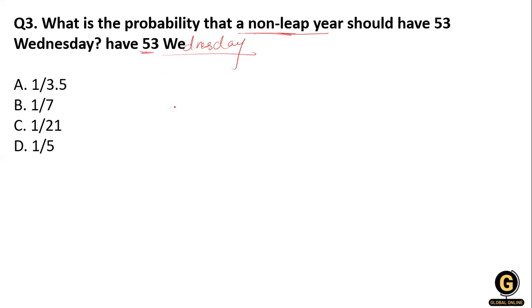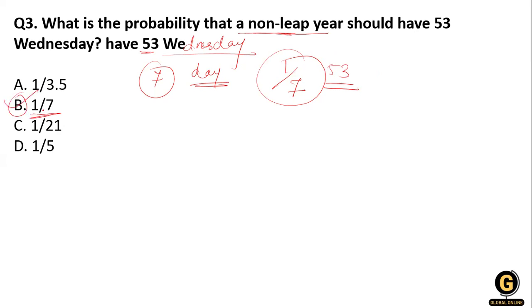Therefore, the total number of possible outcomes, or the elements of the sample space, is 7. Clear? How will it be 7? Because there are 7 days in a week. Or we can write it as 1 by 7. That is the probability for 53 Wednesdays in a non-leap year. So the option is 1 by 7.